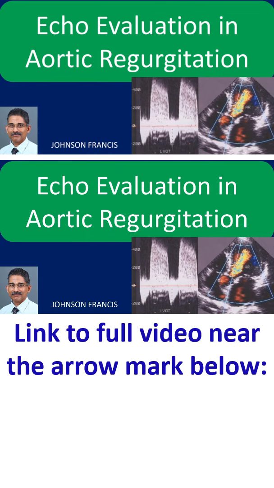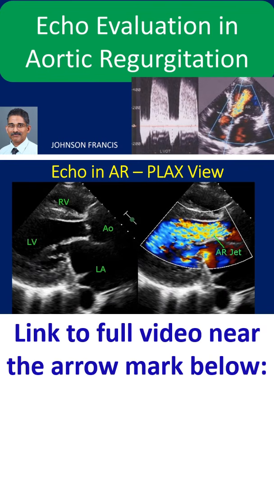Discussion on echocardiographic evaluation of aortic regurgitation demonstrated through multiple images. Echocardiogram in parasternal long axis view shows dilated left ventricle, left atrium, aorta and a small portion of the right ventricle, which is usually the outflow region.